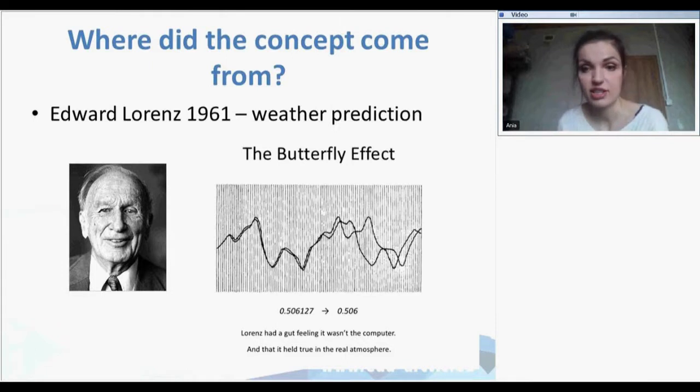So Edward Lorenz is the person who developed the concept. He is the father of chaos theory. So what's the story behind it? In 1961, he was a meteorologist. He was using a computer to prepare a model for some weather predictions. One day he got tired, so he ended his calculations. And the next day he wanted to restart his computations where he stopped the day before. But actually, he had ended the day with this result.